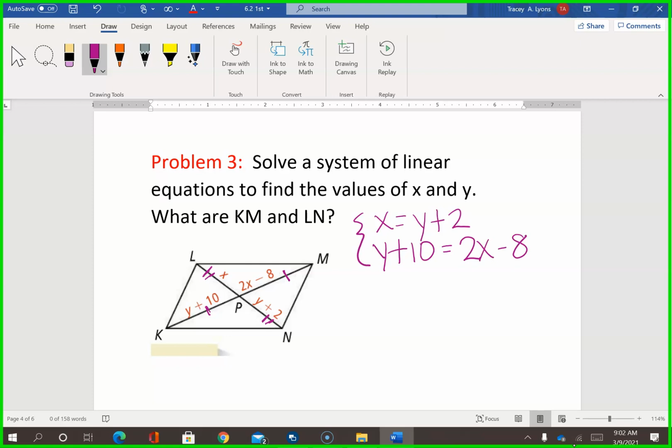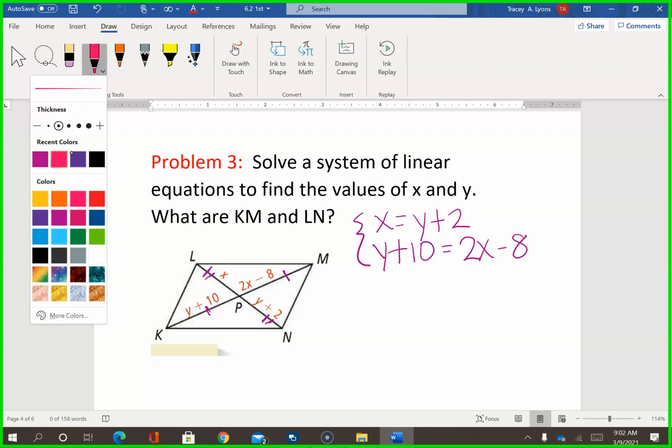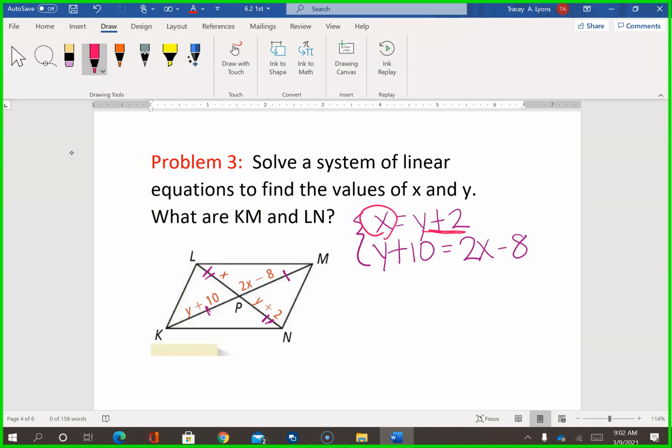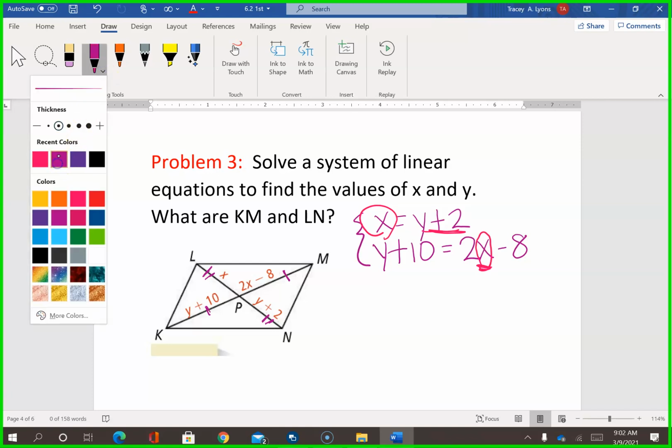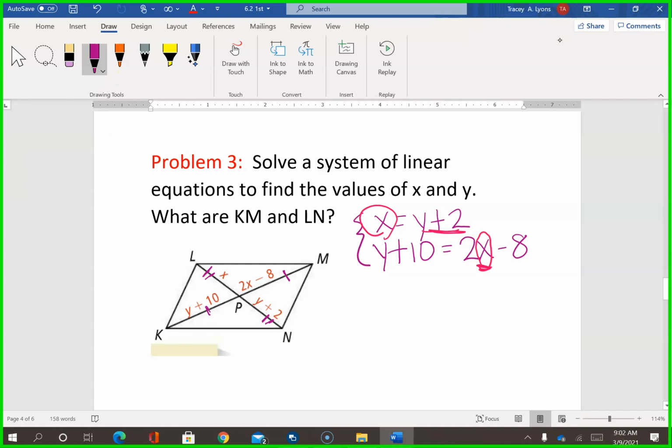It's set up for substitution. So when you look at it, here's what x is. You're going to plug it in for this variable right here. So it's substitution. And here's what it'll look like. y plus 10 equals 2 times (y plus 2) minus 8. Now, when you substitute that in, you should have the same letters left. If you still have opposite letters, you plugged it in for the wrong thing. So it should make it look easier once you do this.